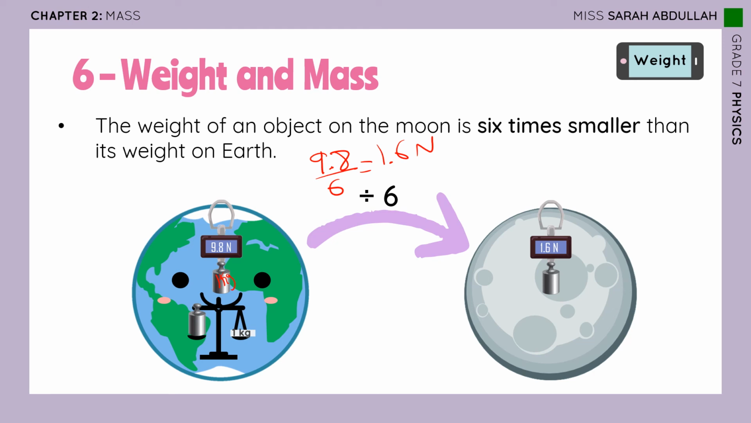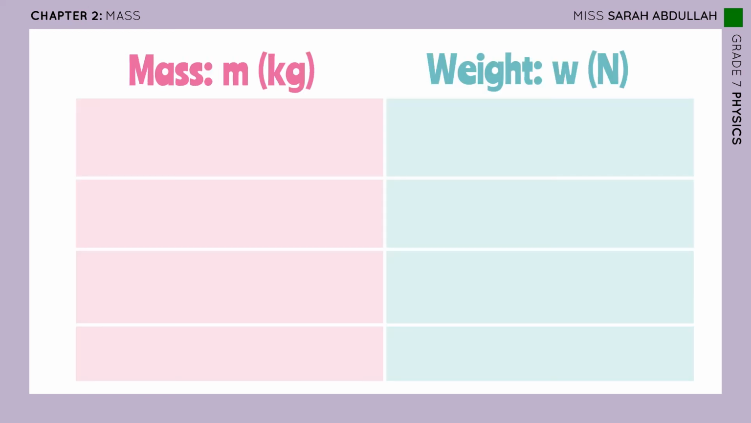How about the mass? If I have an object and I put it on a balance, it would give me 1 kilogram because this is a 1 kilogram labeled mass. Now, if I took this balance with the object to the moon, it will also give me 1 kilogram. Okay, so this means that the mass does not change from one place to another, it is constant.